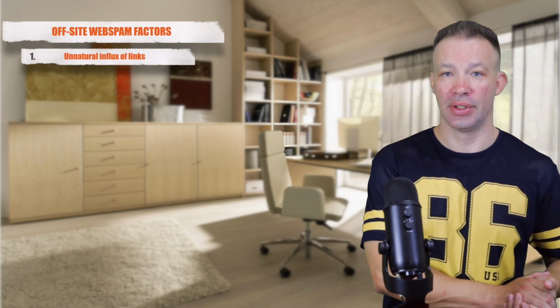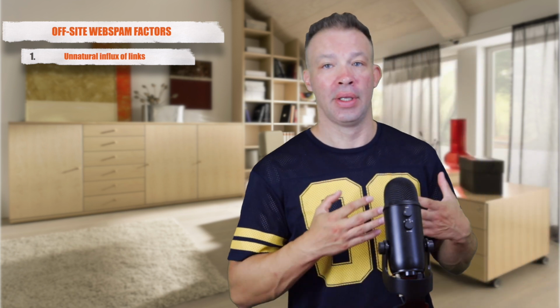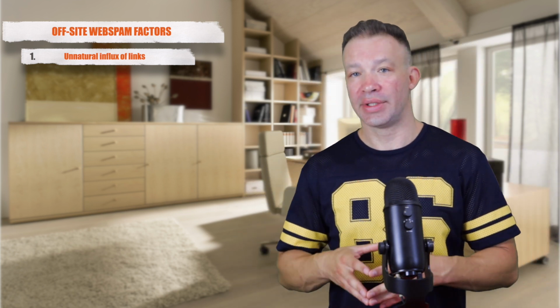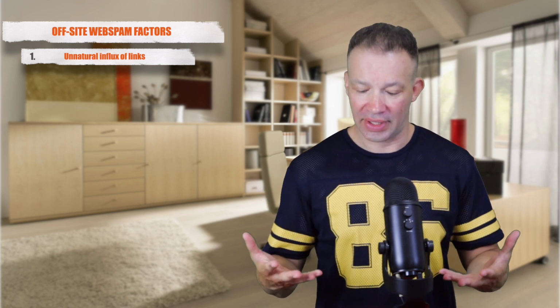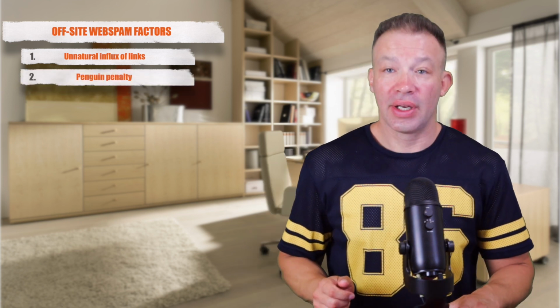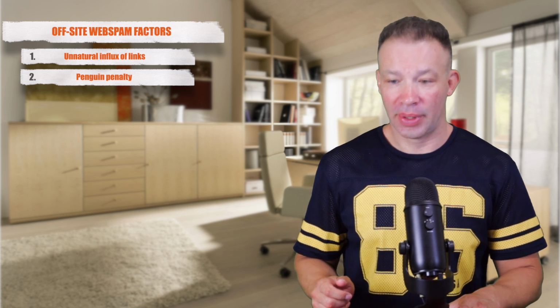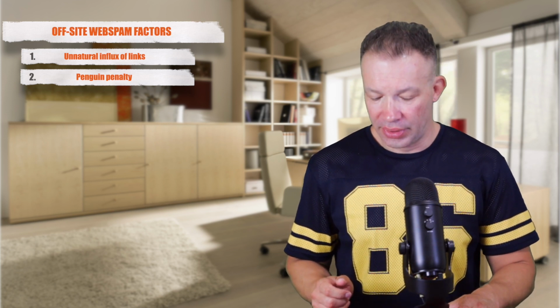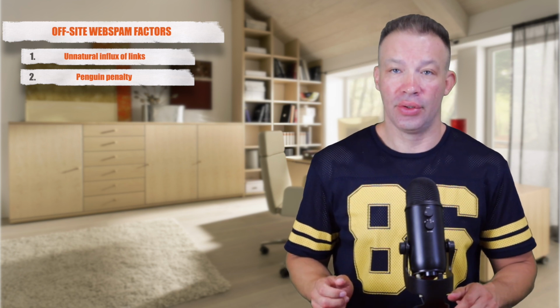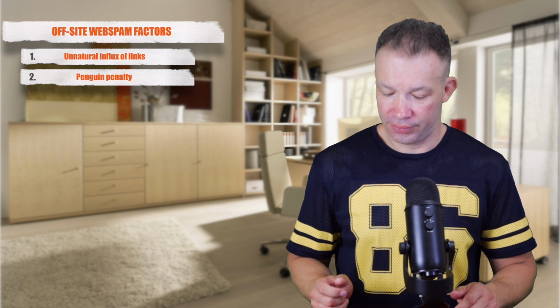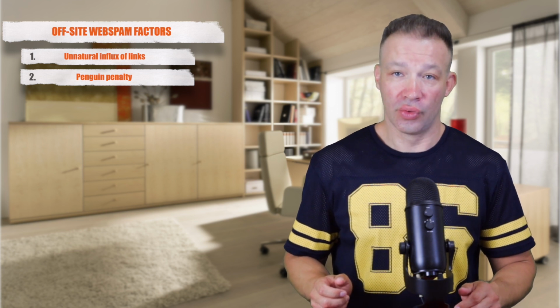Off-page web spam factors. Number 1, a natural influx of links. How many backlinks are too many links? You need to build links slowly and not at too fast a pace. Number 2, Penguin penalty. You know the Penguin update. You need to have a quality site and abide by the rules of Google.